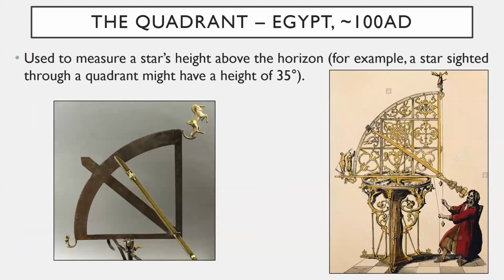There was something else also invented in Egypt. They called it the quadrant. The quadrant was basically just like a 90-degree angle with a movable little stick thing here. It was used to measure a star's height above the horizon. We call this the altitude of an object. We'll get into that another time. So for example, a star sighted through a quadrant might have a height of 35 degrees. So they measured just how high in the sky it was relative to the horizon.